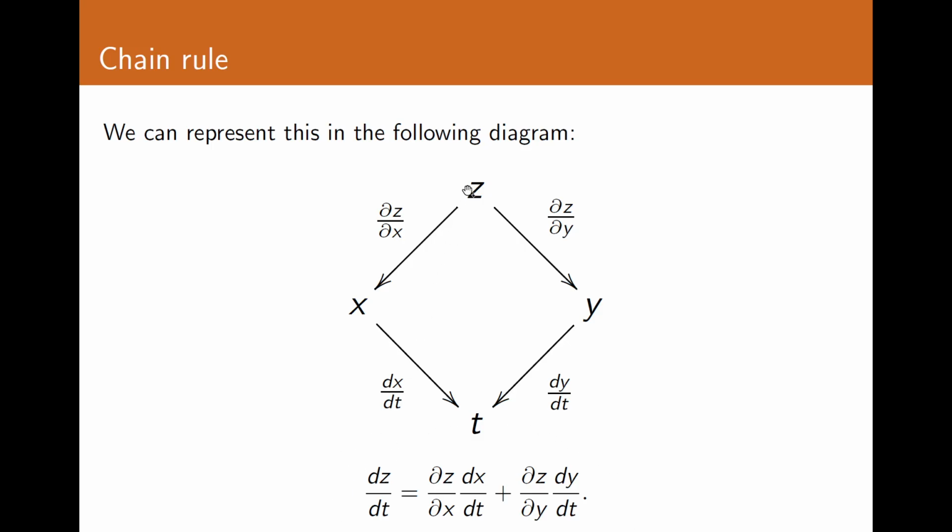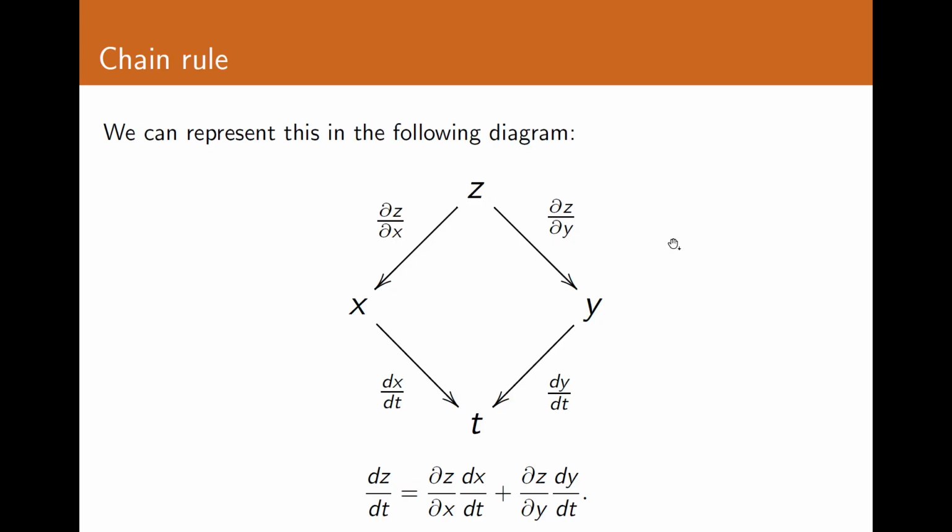You just start at the top with z, and you go down this path, and that gives you this term. If you go down this path, that gets you this one. And no matter how many variables you have, you can add several more variables to the second row, and you just get more terms because you have more paths going from z to t. So it's pretty easy to remember if you just draw this picture out and fill it in, remembering that if there's more than one variable, the derivatives are partial derivatives. If there's only one variable, then they're regular derivatives.